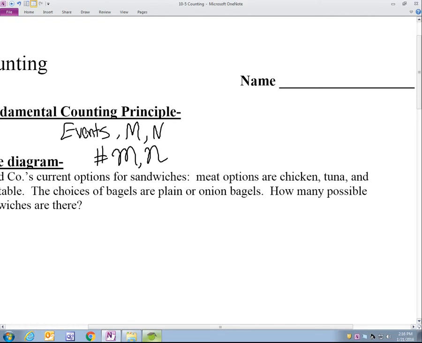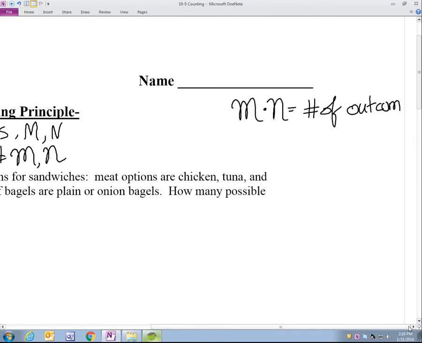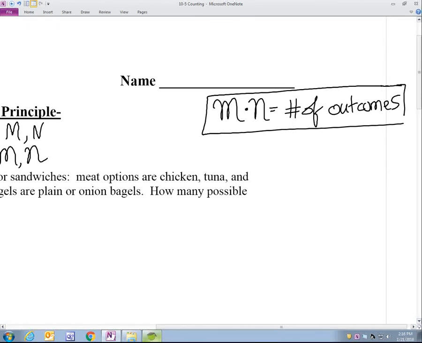And I also want you to write off to the right, if you have room for it, m times n equals number of outcomes. And you're going to put a square around that so you remember that. One of those things you have to memorize. That's something you should memorize. And also you're going to put a star at the top.